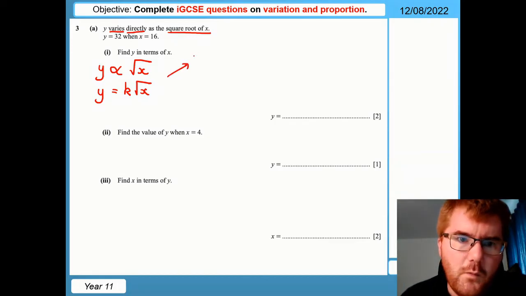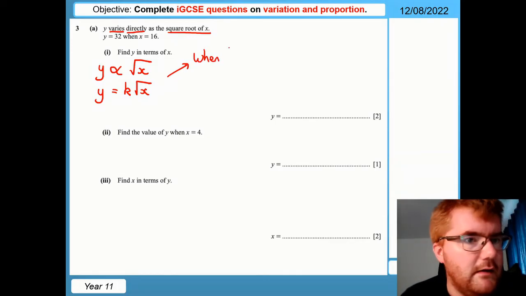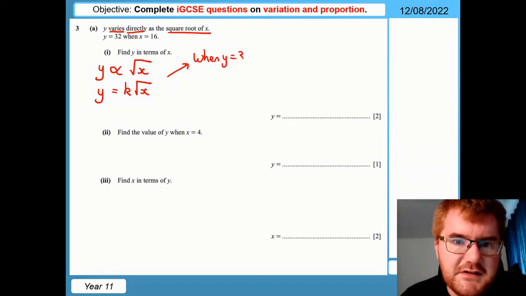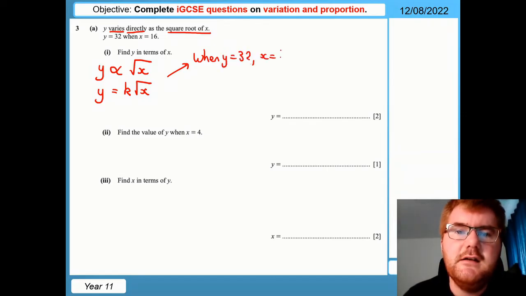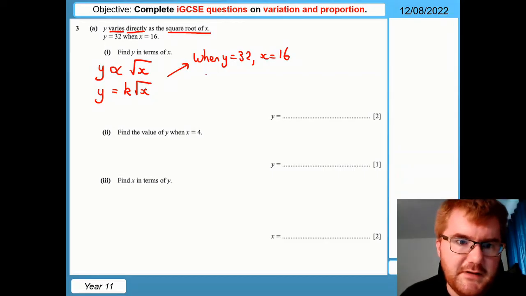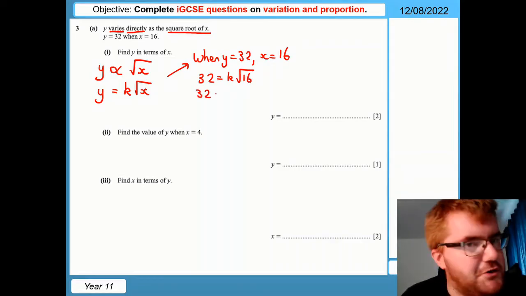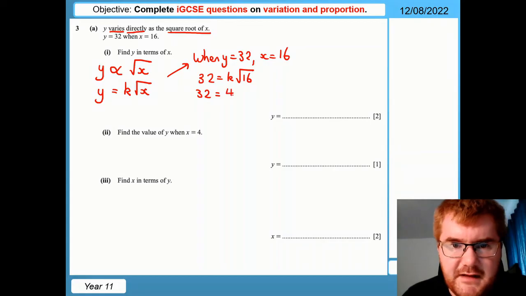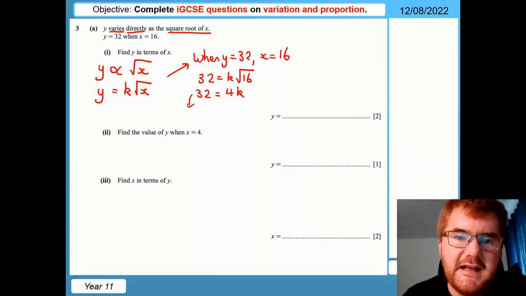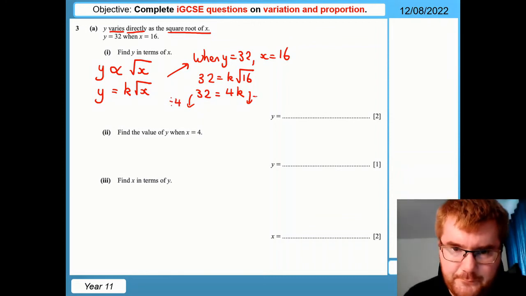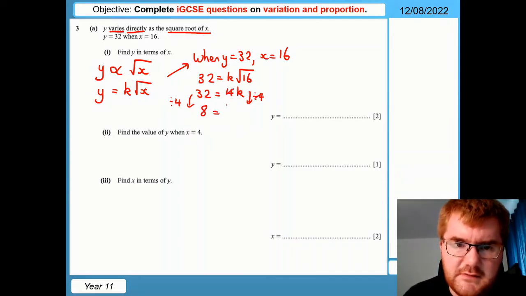So when y is equal to 32, x is 16, we pop that in, so we get 32 is equal to k root 16. Now the square root of 16, we should all know, is equal to 4, so we get 4k, and then we want k on its own. It's the opposite of timesing by 4, which is dividing by 4 on both sides. 32 divided by 4 is equal to 8, and that is equal to k.